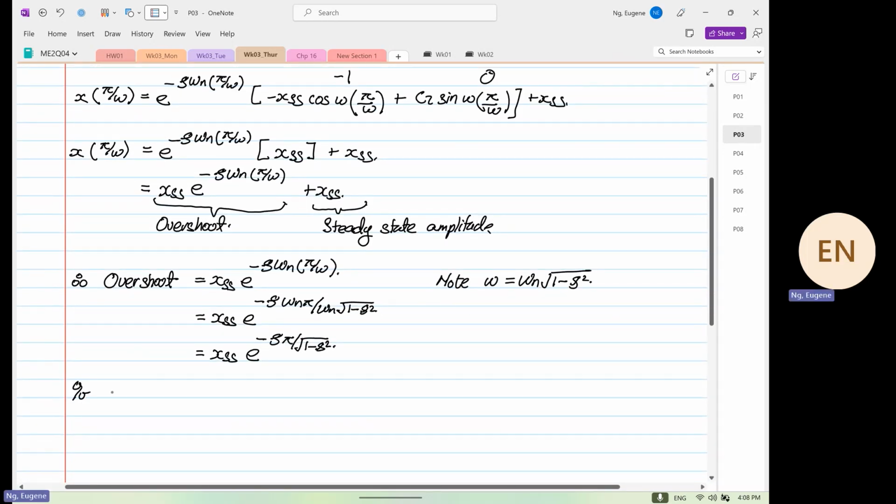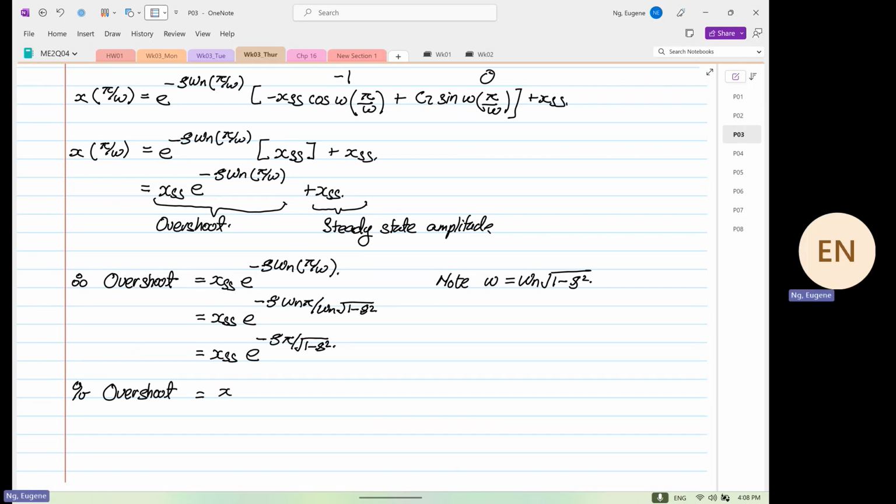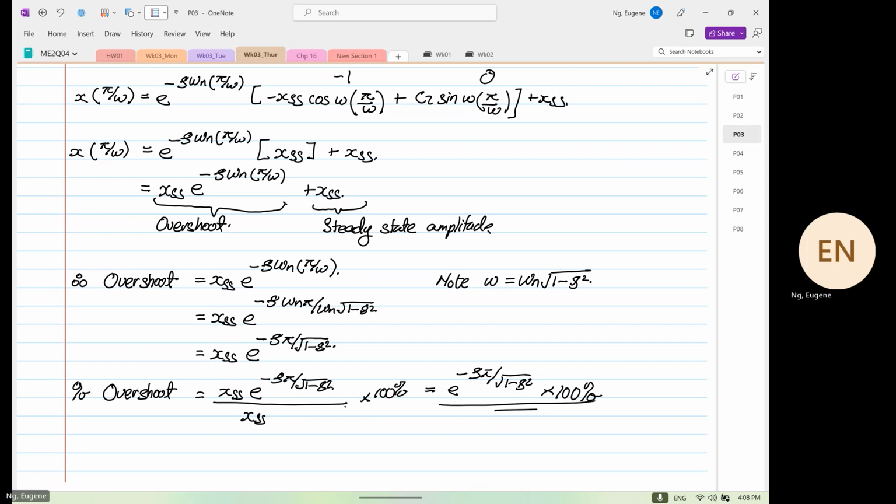To get the percentage overshoot, it is equal to XSS e^(-zeta pi over square root of 1 minus zeta squared) over XSS multiplied by 100%. So the percentage of overshoot is e^(-zeta pi divided by square root of 1 minus zeta squared) multiplied by 100%. Did I make any mistake down here? Can you check for me? I'm not sure now. Is it okay? The equation is okay? Okay.